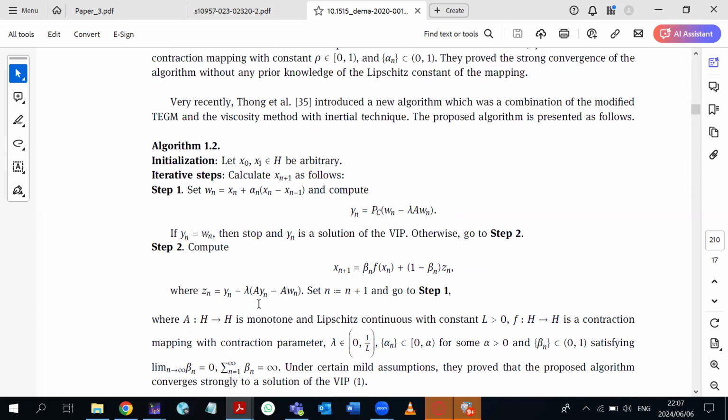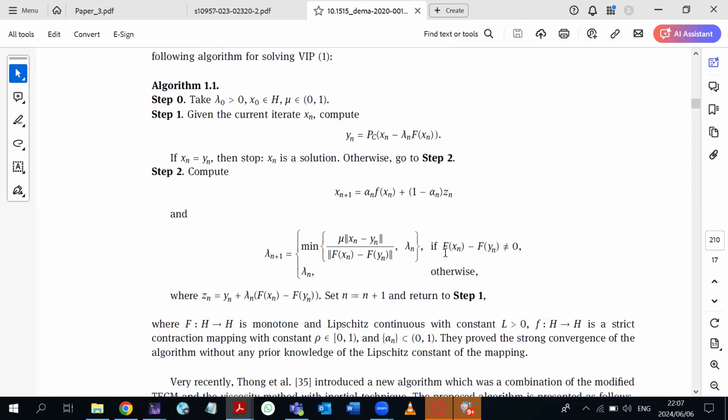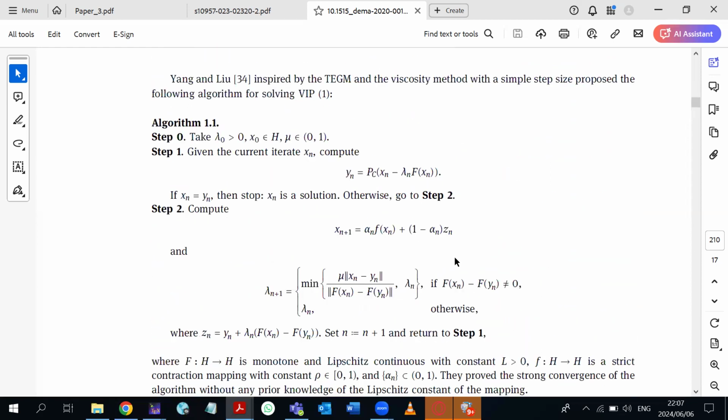You can see both in the Censor step, that is z_n, you see that it's lambda. Then in y_n, it's also lambda. But if you go back to 1.1, we are going to see that it is lambda_n. So you see lambda_n, the step length controlling or scaling the operator f, it is lambda_n. And we have said in 1.1 it is self-adaptive, but in 1.2, lambda, that constant, is not self-adaptive.